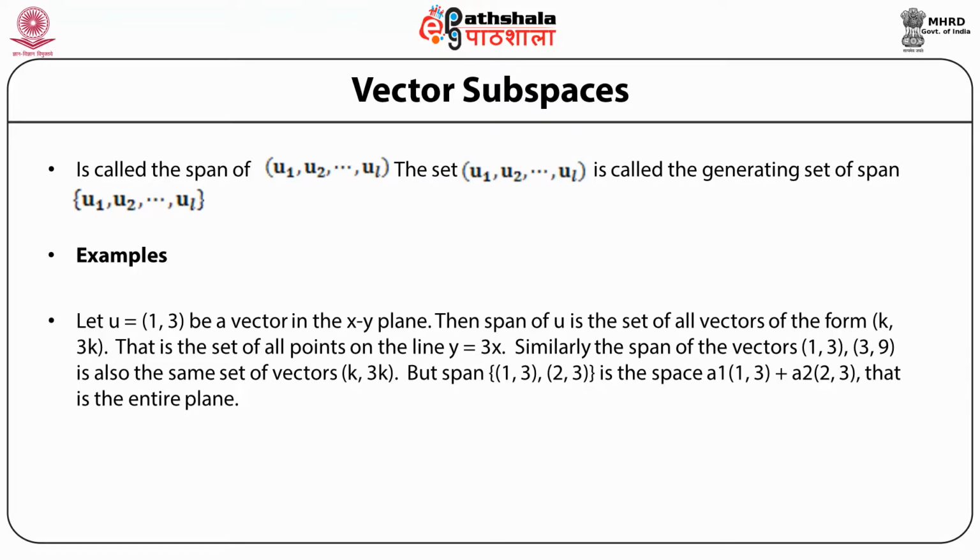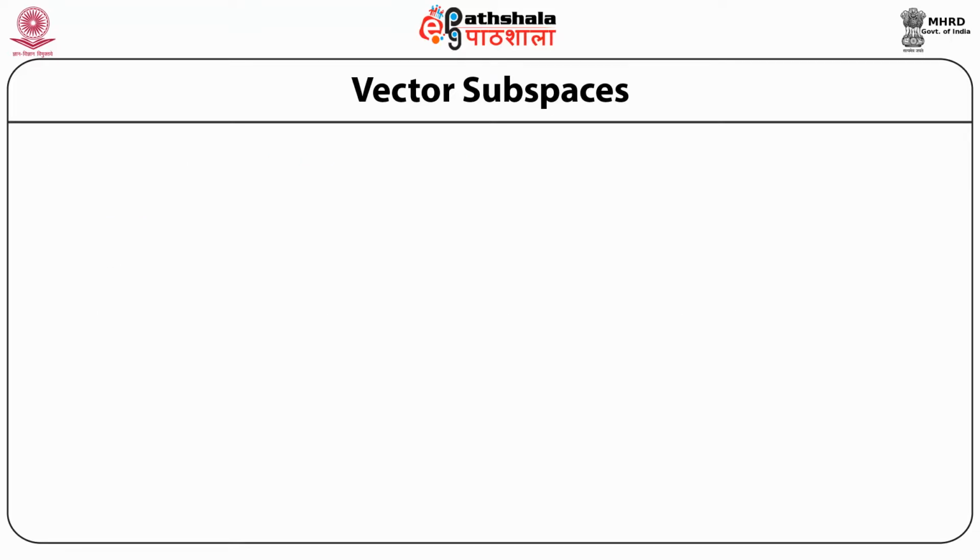That is, the set of all points on the line y equals 3x. Similarly, the span of the vectors (1, 3) and (3, 9) is also the same set of vectors (k, 3k). But span of (1, 3) and (2, 3) is the space a1 times (1, 3) plus a2 times (2, 3), which gives the entire plane. Span is always represented within curly brackets.